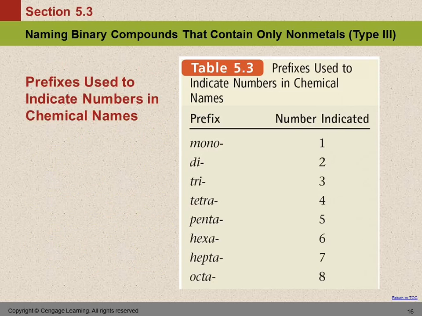These are the prefixes. But you could use mono for the second. Yeah, we do typically use it for the second one. So mono means 1, di means 2, tri means 3. Those make sense to most people. Like a triangle has 3 sides.